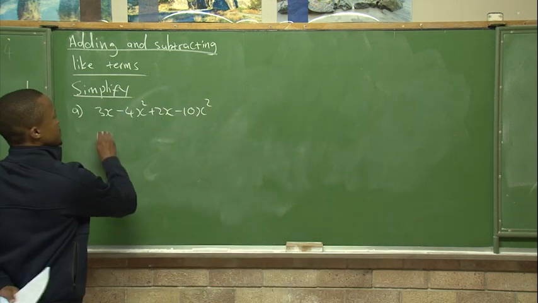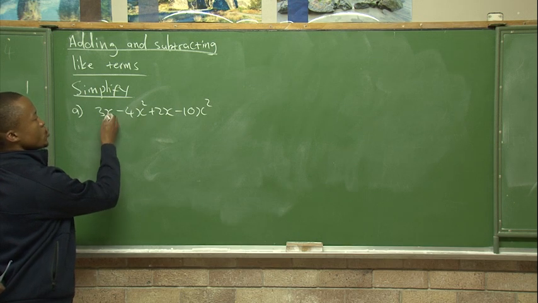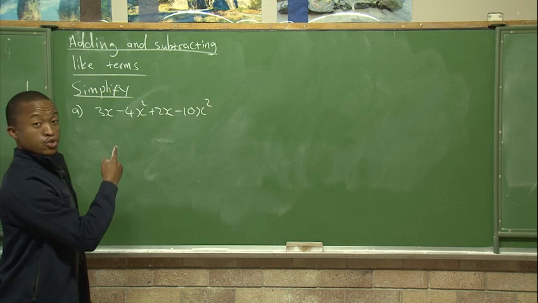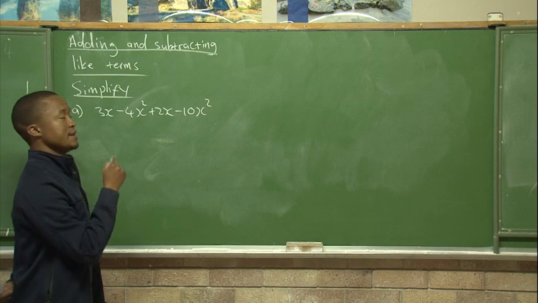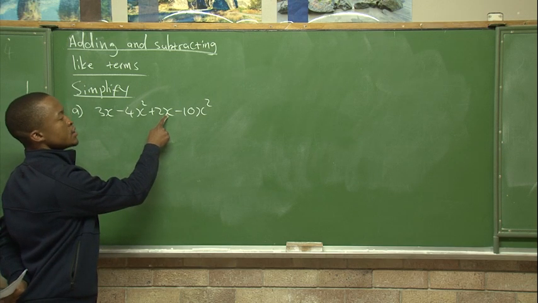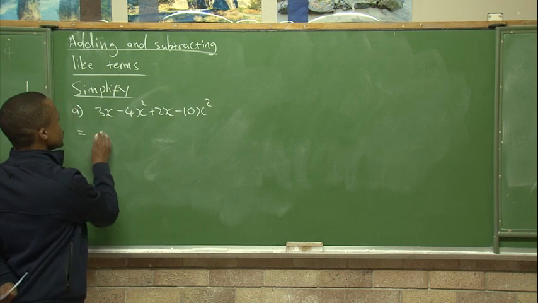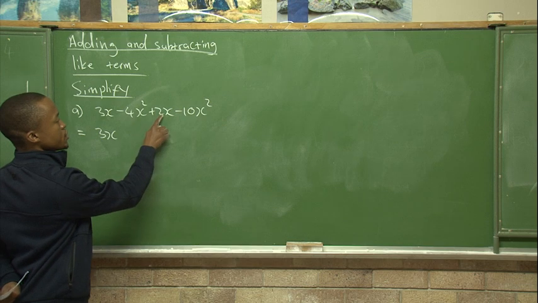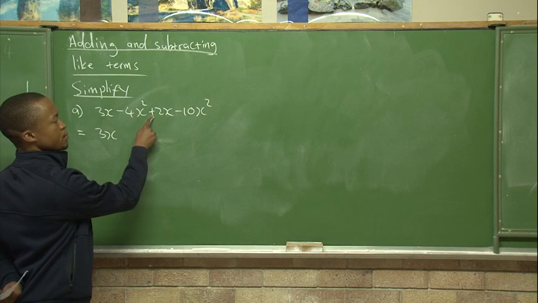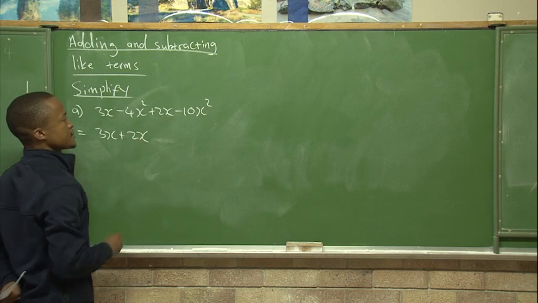So you notice that the first term contains a variable of x with an exponent of 1. So you need to look for another term that is a variable of x with the exponent of 1, and that will be 2x. So we combine or we group our like terms first. So you combine 3x with 2x, and 2x, remember, is positive. So as you group, you keep the sign of the term. So that will be plus 2x.